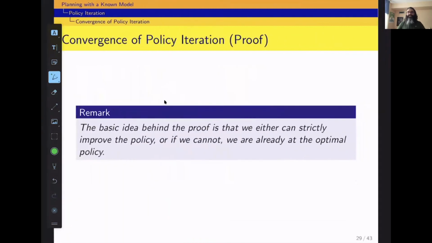The proof is not super complicated, but it has several steps. The basic idea is that we either can strictly improve the policy, or if we cannot, we are already at the optimal policy. In the policy improvement theorem, we only could show that it is improving, or not worse, greater or equal. Here we show that it is actually strictly better unless we are done.